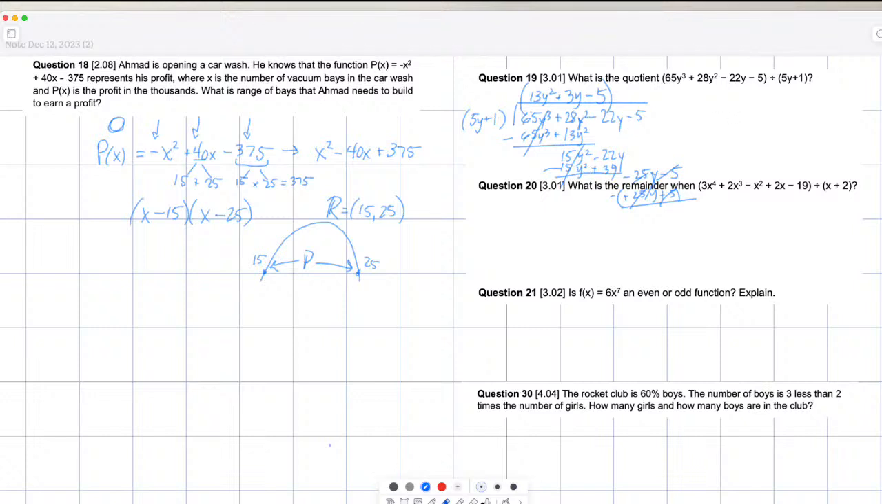Okay, so let me erase this so we've got some room to work on this one, because it looks like we're going to run out of room here. Let me get this out of the way. You guys can't see this, but I can see it.